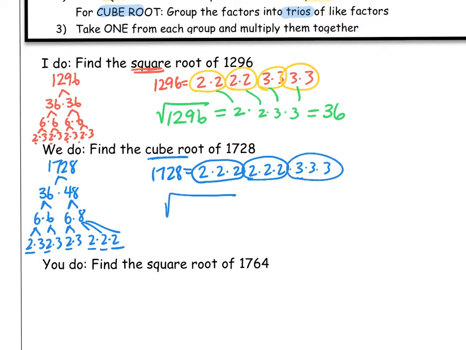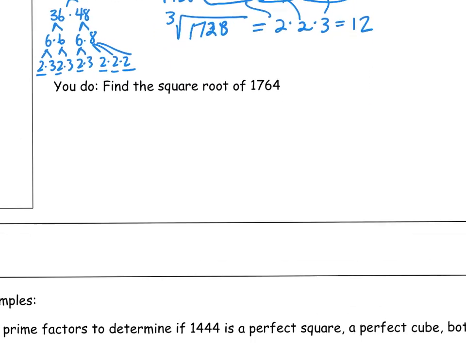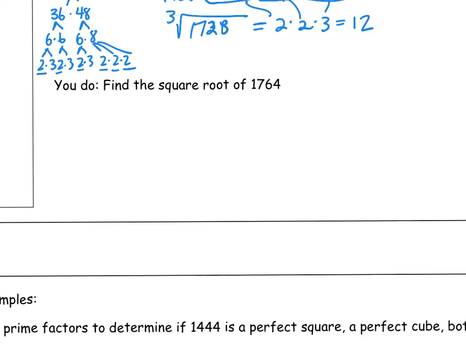So the cube root of 1728 is, again, 1 from each of them, 2 times 2 times 3, which is 12. Okay, I will do one more example. If you don't need to watch it, feel free to skip ahead if you think you got it.